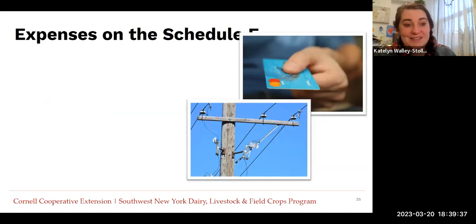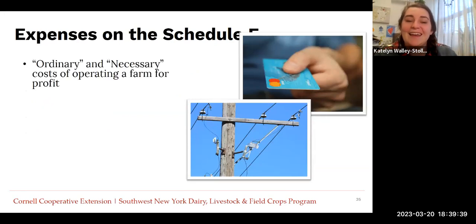Sometimes slightly more confusing is the expenses. Expenses that you can claim on your Schedule F against your farm income are considered ordinary and necessary costs of operating a farm for profit. To an extent, if you can justify an expense as an ordinary and necessary cost, it's something that you can claim on your taxes.